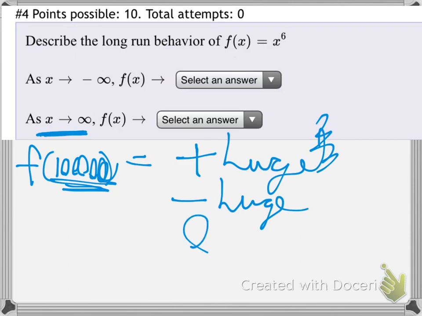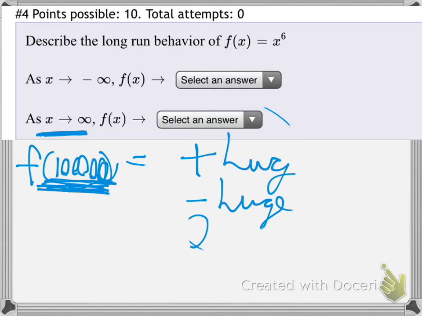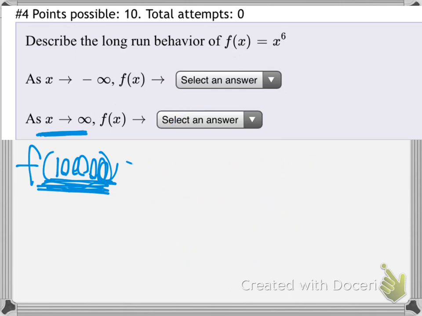And so that's what we're trying to describe, is as I plug in giant numbers, what's happening to the output of the function? Is it getting huge? Is it getting negative huge? Or is it actually shrinking? That's going to vary by the function, but our particular function we can figure out. And so let's try ours.